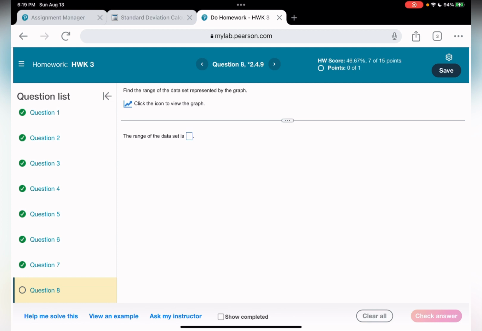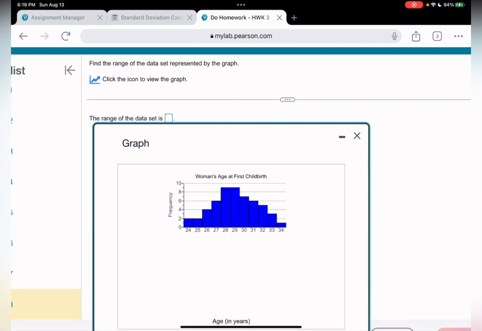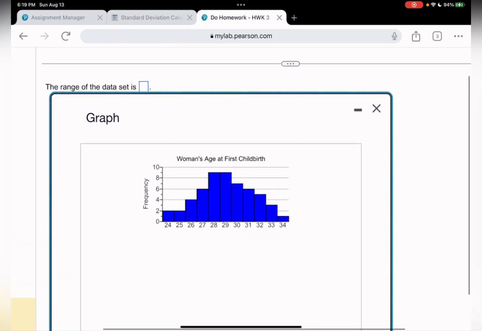All right. Finally, we are moving to question number 8. So looking at the graph here, we have a histogram. So we need to find the range. What is the range in a data set? Range is when you take maximum minus minimum. So let's look here. Women's age at the first childbirth. Highest is 34, lowest is 24. So it's going to be 10, right?